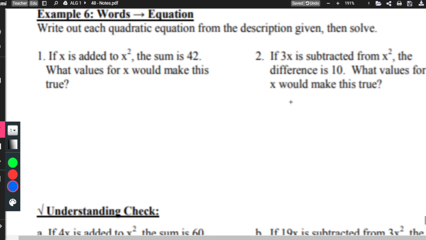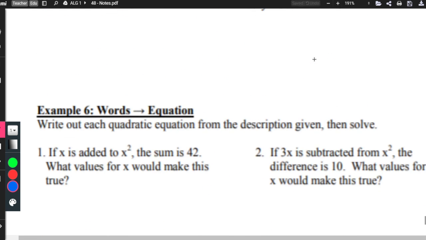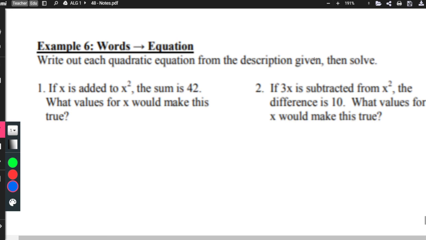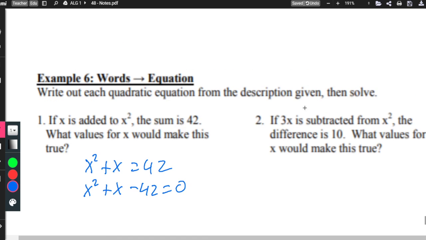With these, write out a quadratic equation from the description given, then solve. All we need to do is find the important information. If x is added to x squared, we'll have x squared plus x equals 42. To make it a quadratic and then solve for x and find our zeros, all we do is subtract the 42 from both sides. So we'll have x squared plus x minus 42 equals 0. And then we can do exactly what we've been doing this whole time. I'm not going to solve this one out.